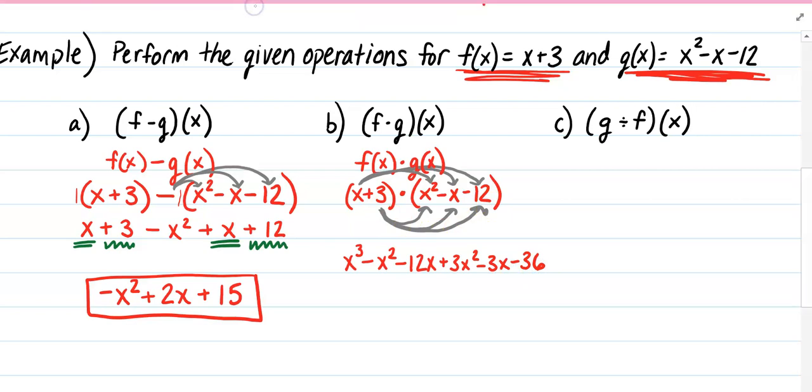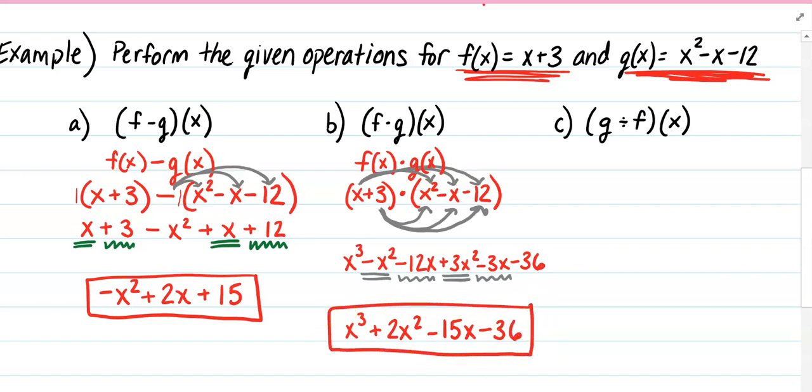And then once again, we're just combining like terms. So there are no other x cubes, but I have a couple x squareds, a couple x terms, and then my final number. And make sure you keep it in order. So I've got x to the third. Negative x squared plus 3x squared is plus 2x squared. Negative 12x minus 3x is negative 15x. And then the minus 36. And there's my answer.